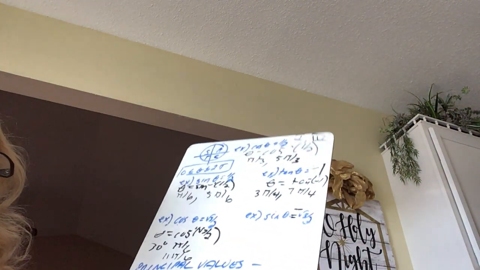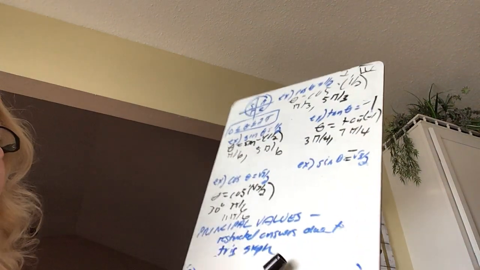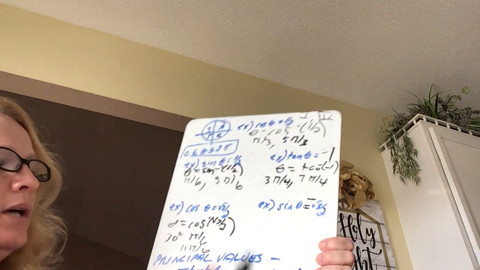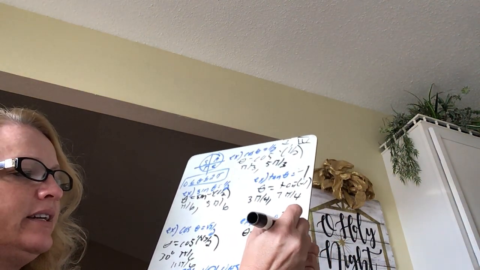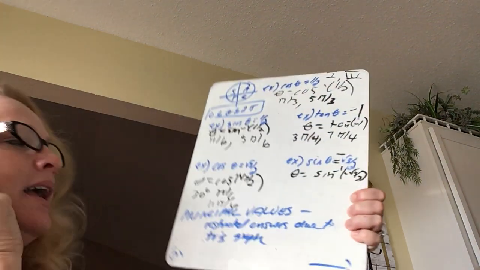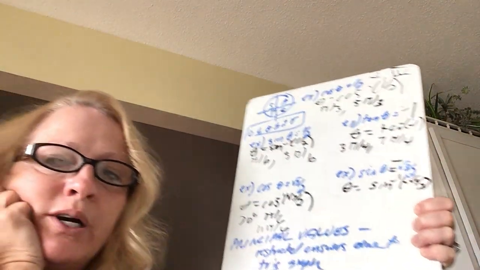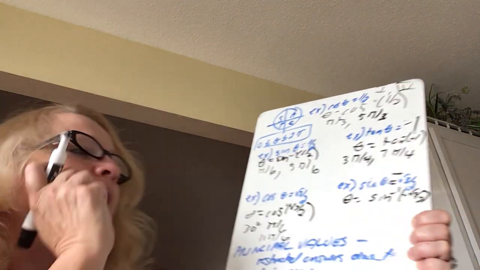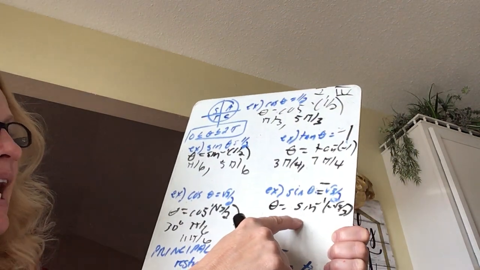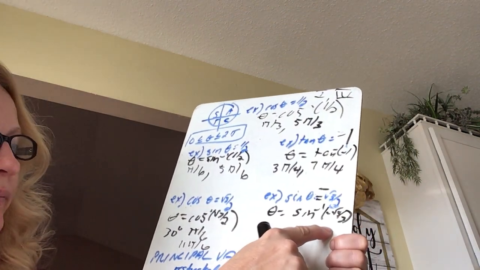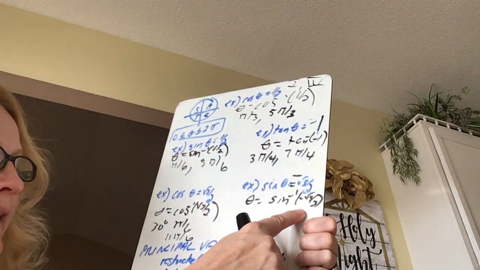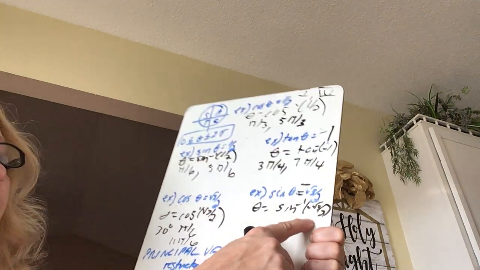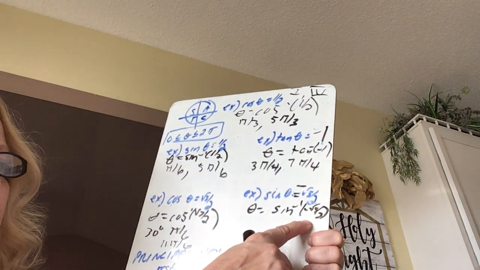Okay, so now, last one of these. Sine of theta equals negative square root of 3 over 2. So I'm solving for theta, so I need sine inverse of negative square root of 3 over 2. If I were you, I would ignore the negative sign and just ask myself, where is sine square root of 3 over 2? That is at pi over 3 or 60 degrees.